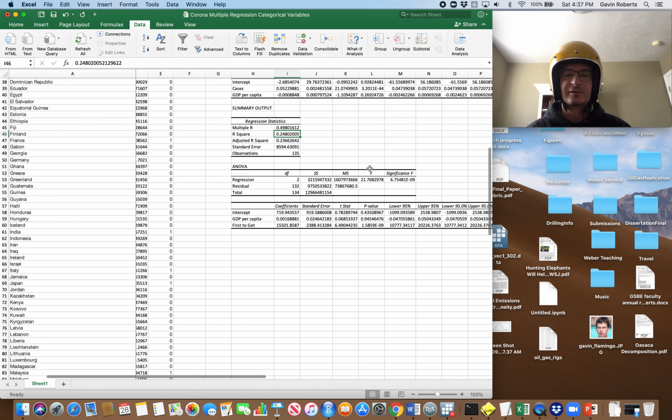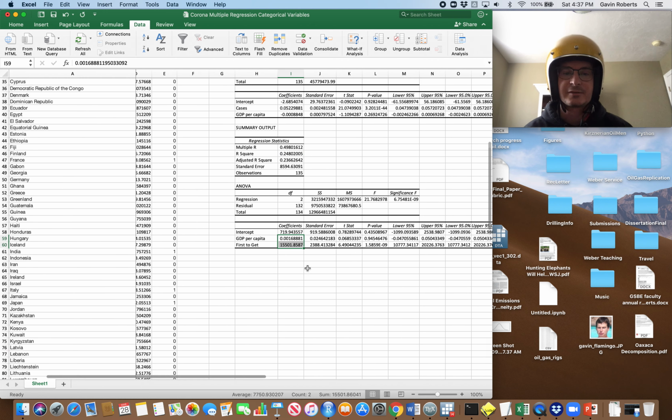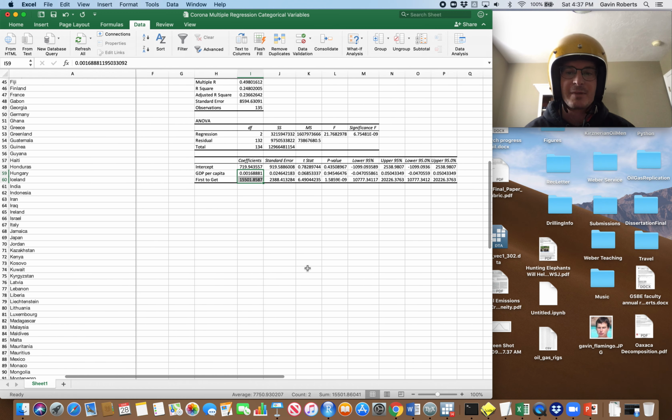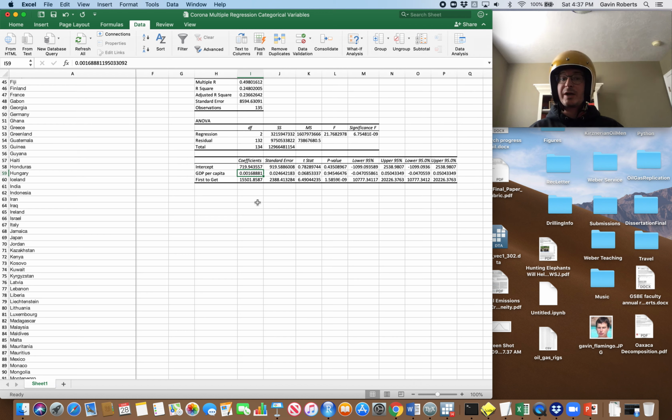So first let's go to our slopes because we like to interpret those first. Just a reminder for this GDP one, our best estimate is that when GDP per capita increases by 1, coronavirus cases in a country increase by 0.0017, holding this new first to get variable constant. And actually, I'll explain a little bit more how we can hold that constant, because it's kind of weird because it's this 0, 1 variable. I'm going to do that in the next lecture.